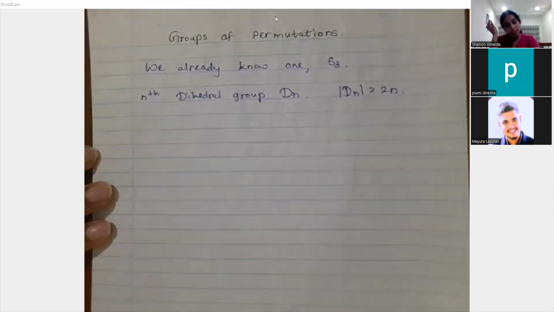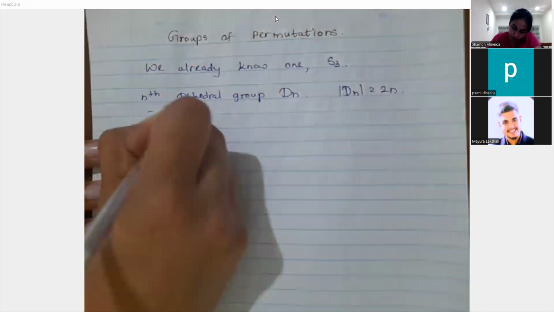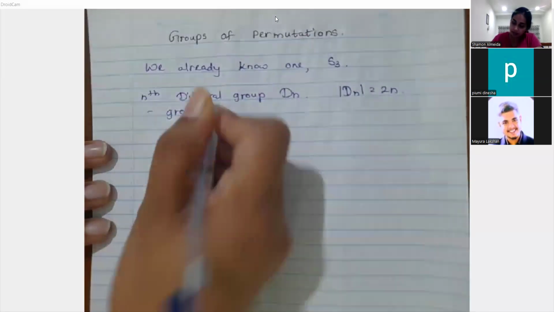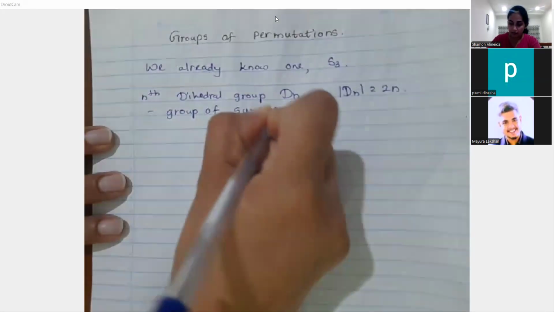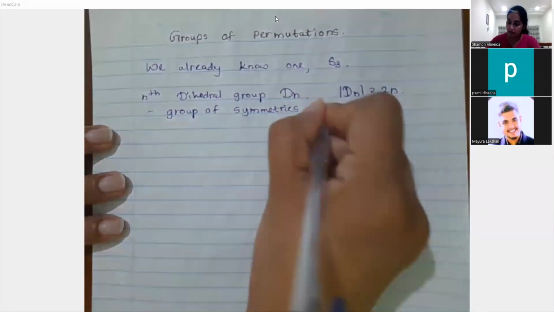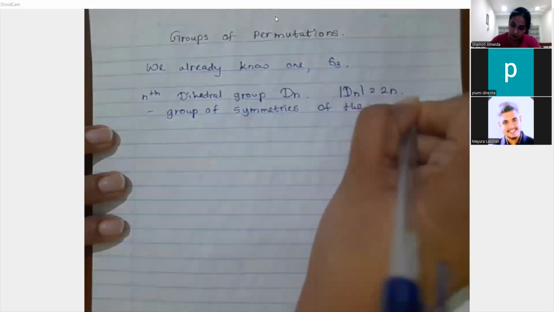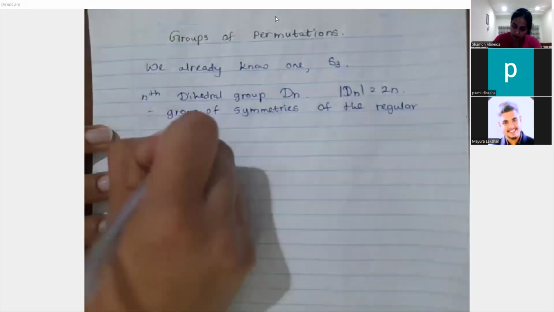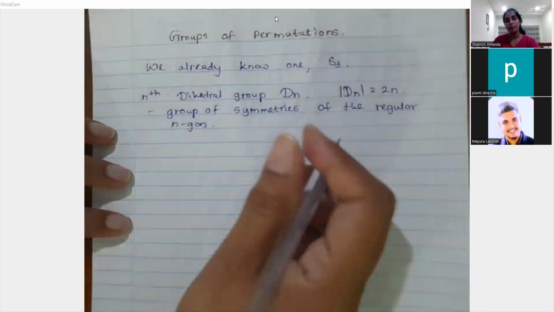This is the group of symmetries of a regular n-gon, right? Let me first write it and then I'll tell you what we mean by that. How do we find these symmetries? This is the group of symmetries of the regular n-gon, right? What do we mean by a symmetry?